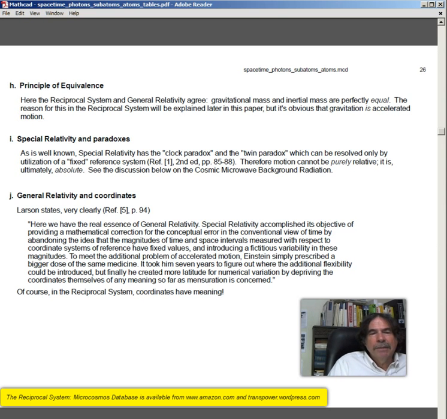To meet the additional problem of accelerated motion, Einstein simply prescribed a bigger dose of the same medicine. It took him 7 years to figure out where the additional flexibility could be introduced, but finally he created more latitude for numerical variation by depriving the coordinates themselves of any meaning, so far as mensuration is concerned. Of course, in the reciprocal system, coordinates have meaning.